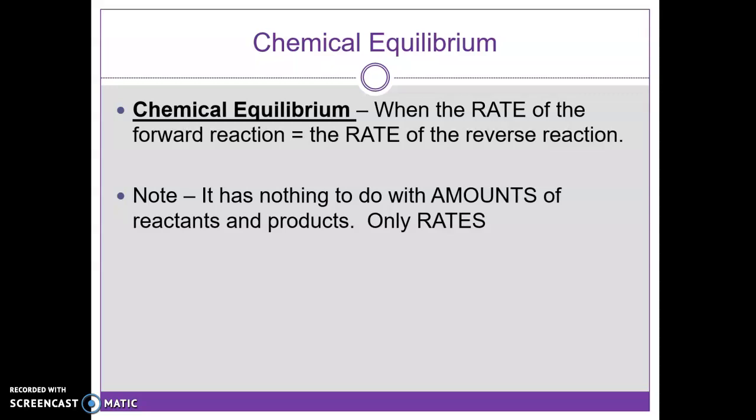So for example, you could have 90% of your stuff is your reactants and only 10% has turned into the products. But if the products are turning back into the reactants at the same speed, you will always have 90% of the reactants and 10% of the products, but the reactions are still happening. The forward and reverse reactions are still happening at the same speed.